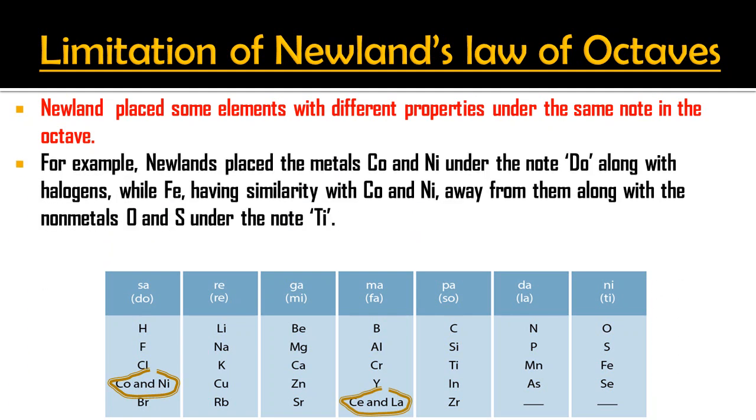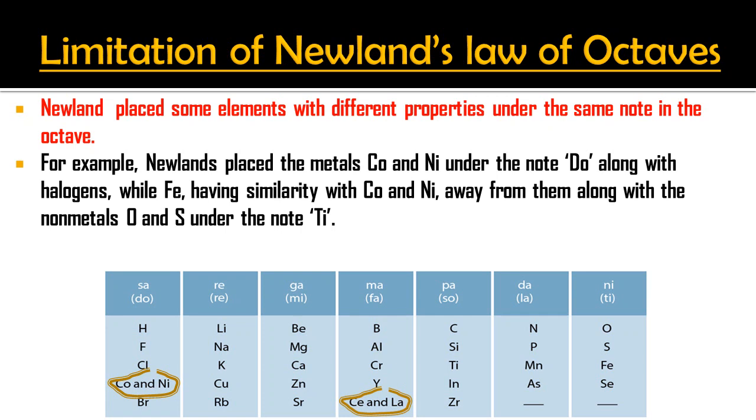For example, Newlands placed the metals cobalt and nickel under the note Do along with the halogens. This is one of the limitations. While iron, that is Fe, having similarity with cobalt and nickel, was placed away from them along with the non-metals oxygen and sulfur, under the note Te. So these are the two main limitations of Newlands' law of octaves.